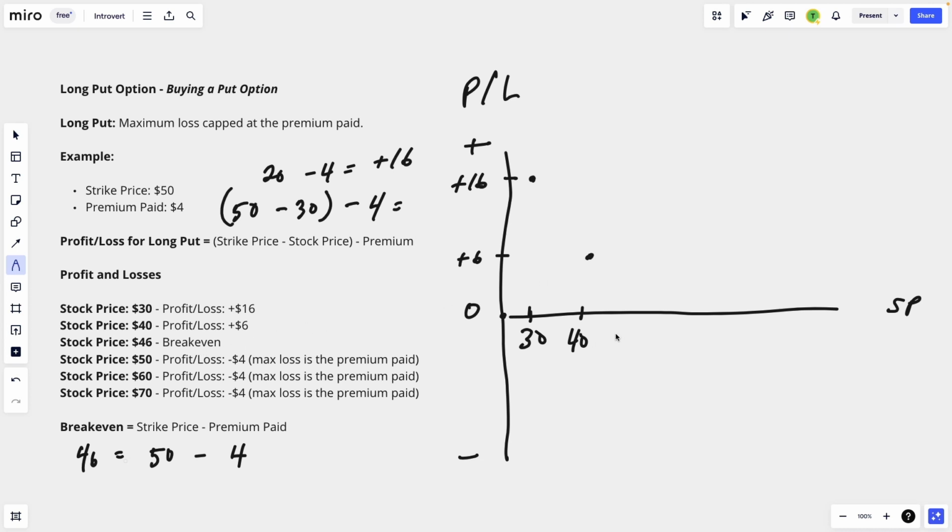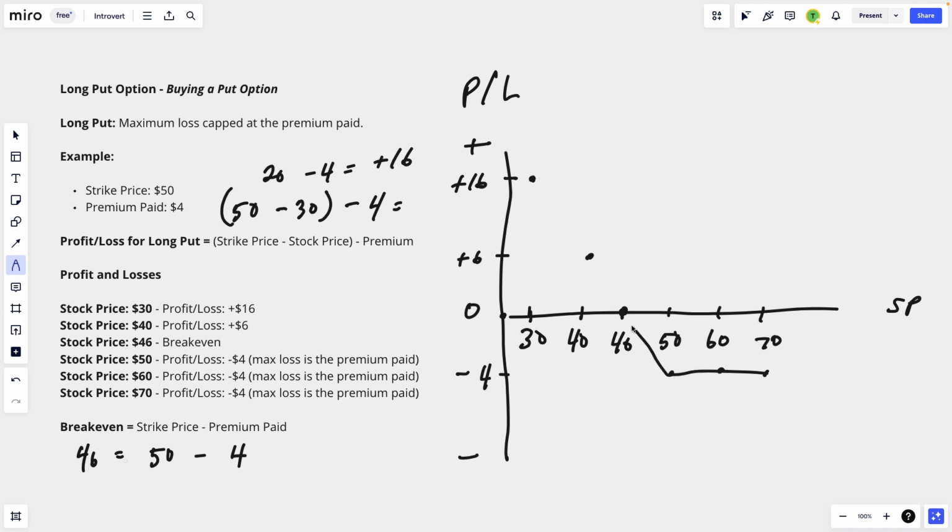And at 46, this was our break even. And at 50, we have a max loss of -4. So we've got -4 here at 50. And at 60, we've got -4. And at 70, -4. And again, -4 is going to be the max that we will lose with this option because we are buying the put option. So the max we're going to lose is the premium.